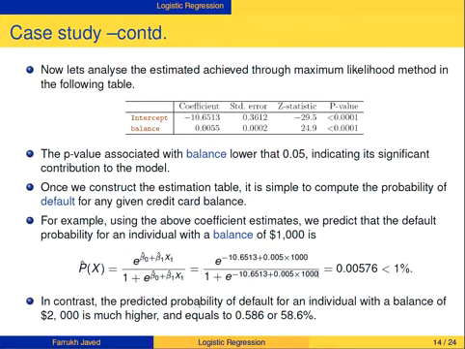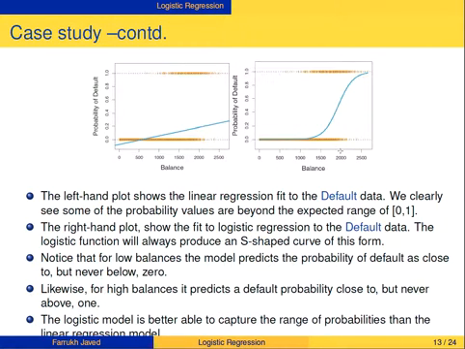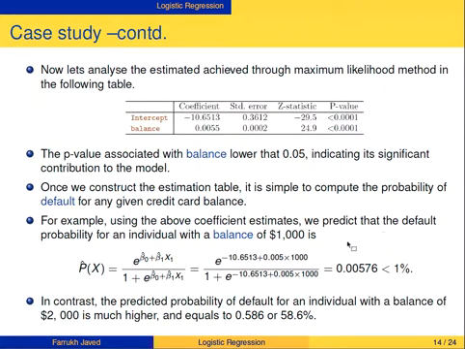In contrast, the predicted probability of default for an individual with a balance of 2000 is much higher. So just plug in 2000 over here, and you will get this value, 58%, almost 59%. And if you look back at the previous graph, when the balance was 2,000, the probability of default was somewhere here, almost 60% or 59%, right? And that's what we can see from those values. So being a good logistic regression model, for any balance, one can immediately check what the probability of default is.